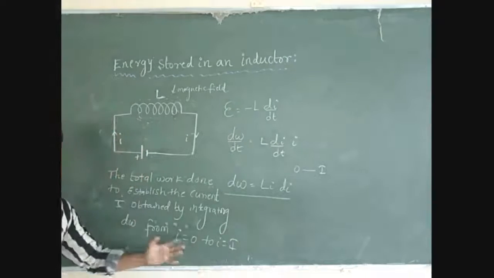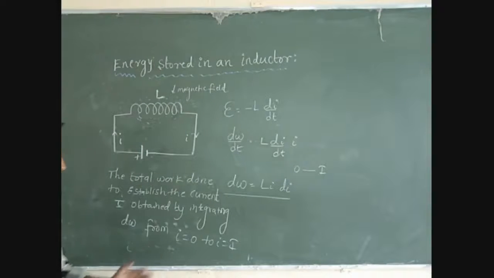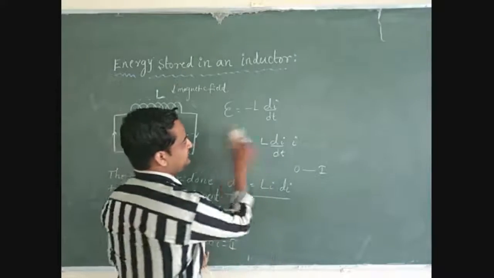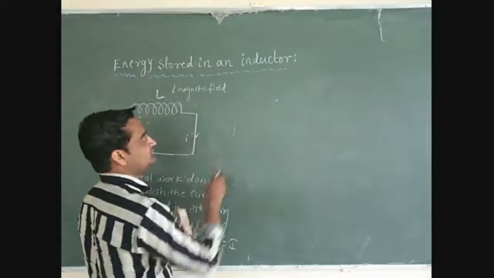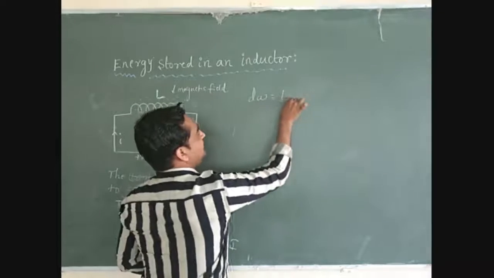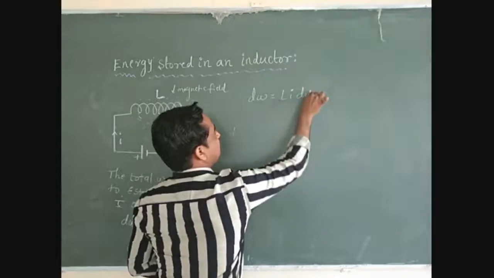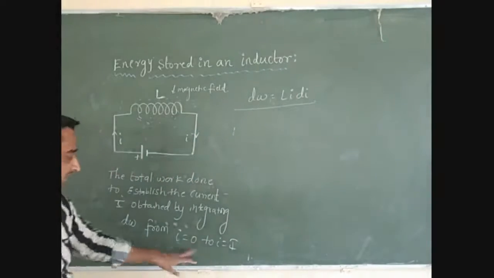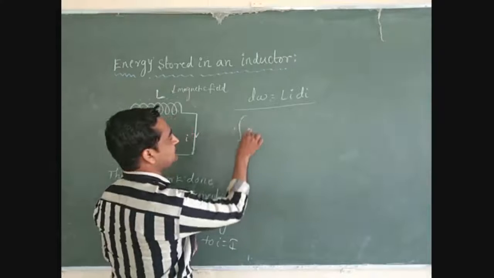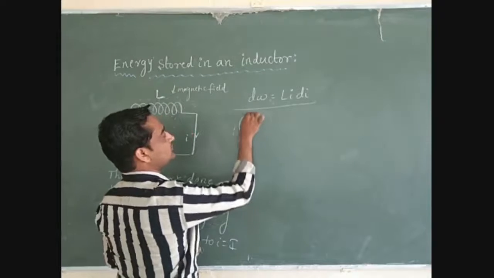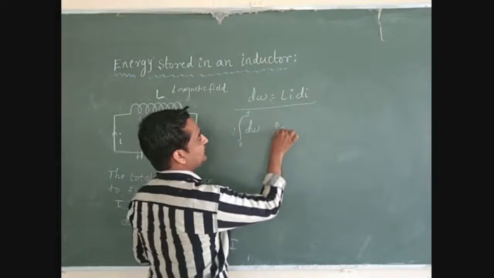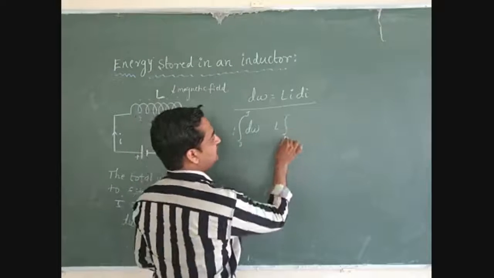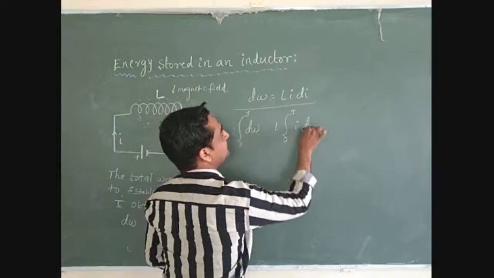So for the total amount of work done, we have to increase the current from 0 to the maximum value I. Let us calculate this. This is the expression for dW, which is equal to L into I into di. Now let us integrate this expression from 0 to I. Therefore, integrating this expression, the integral of dW from 0 to I is equal to L into, L is constant here, so let us take it outside the integral, the integral from 0 to I of I di.